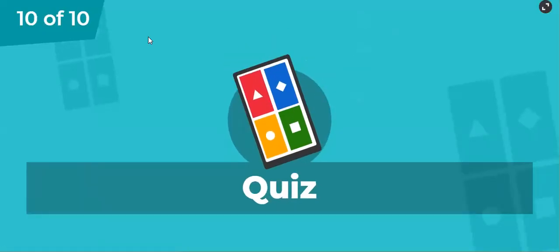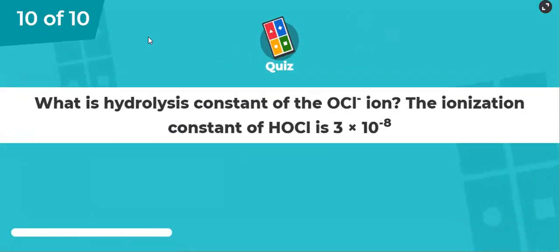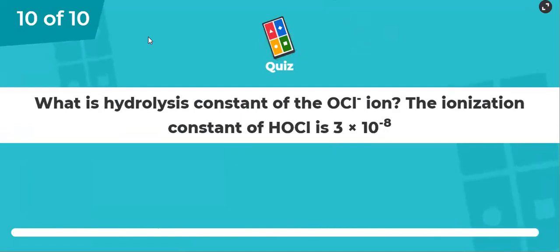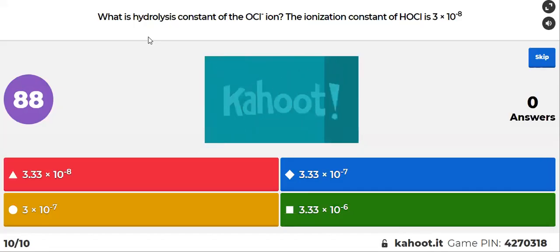Last question, everyone. What is the hydrolysis constant of the OCl minus ion? The ionization constant is 3 × 10⁻⁸. This question we have discussed already.